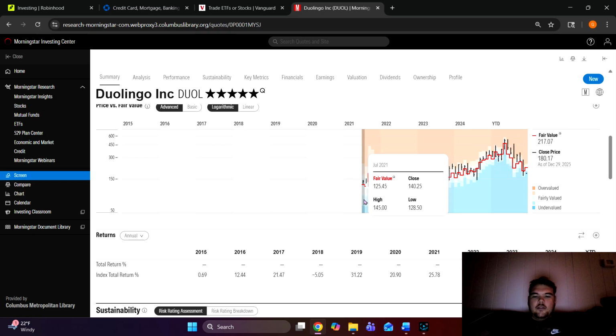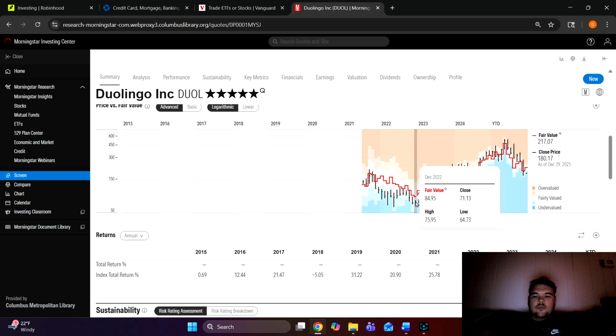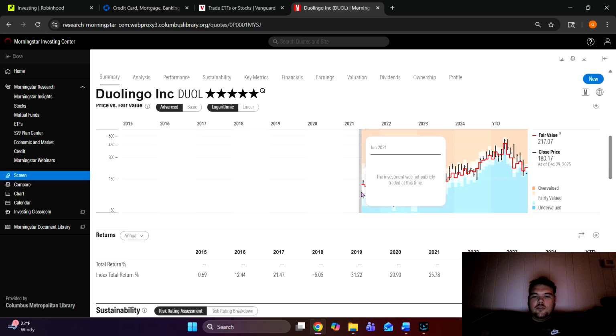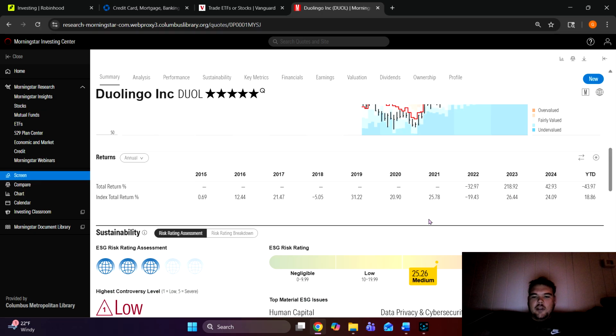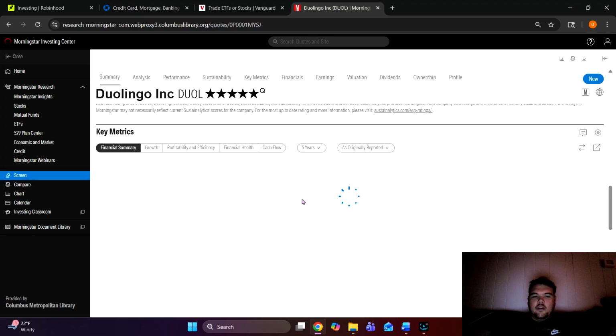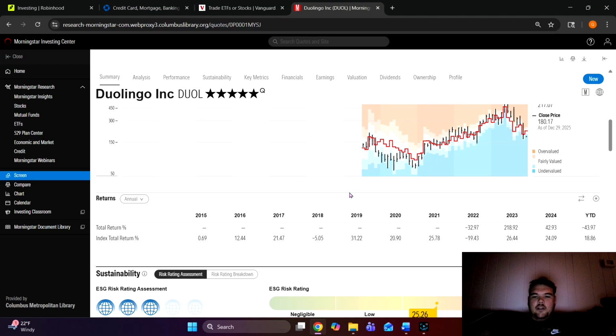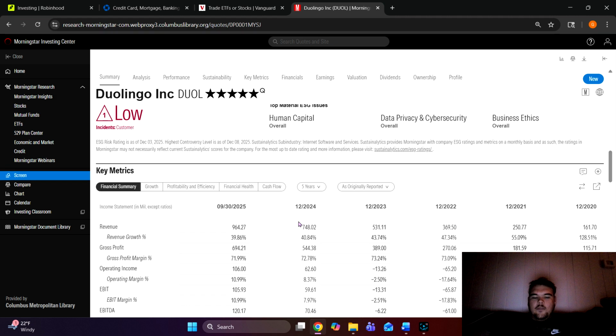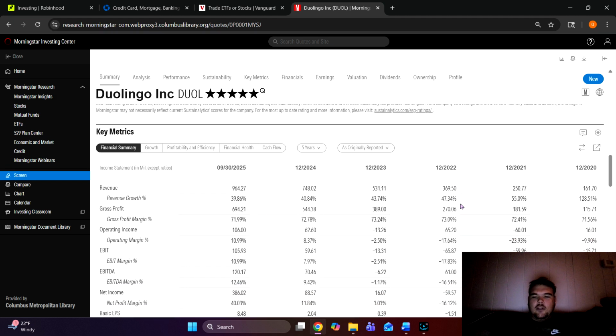Yeah, that's unfortunate. Duolingo just listed on the stock exchange back in 2021, so there's not much data here to really work with, but it's not the worst thing. That also means there's not that much data for them to calculate the fair value, so I'm not really sure if I would trust that fair value assessment or not. But let's just look at the financials.